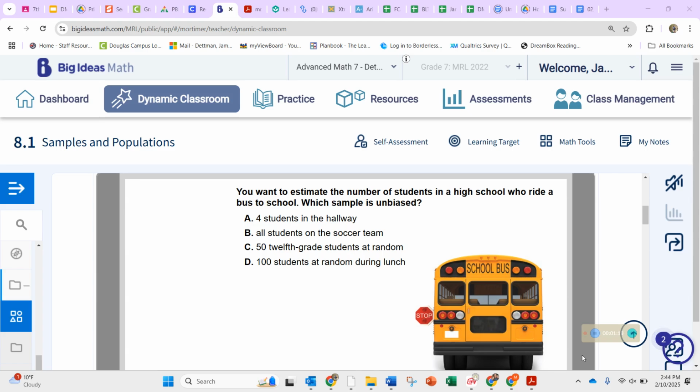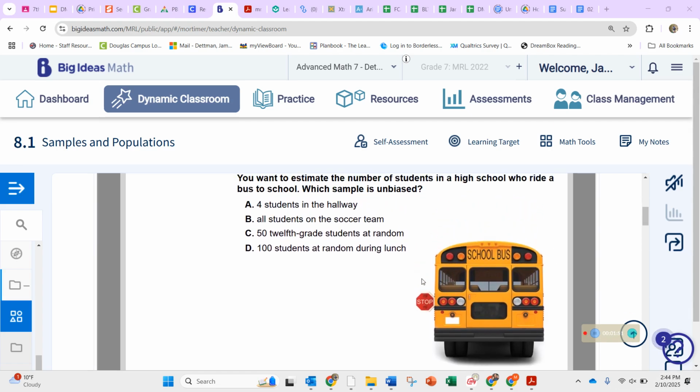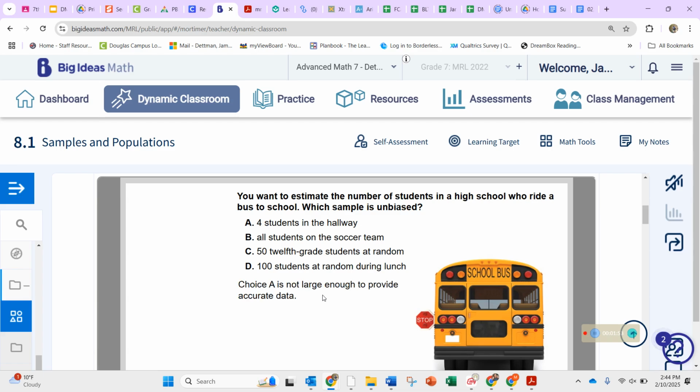Which one would be unbiased? Well, first of all, we should be able to see some that are obviously biased. 4 students, is that going to help us? No, we want a big sample. And also, what about B? Just the kids who play soccer? Not good enough. We need more than that. What about just 50 12th graders? Not good enough. But 100 random students at lunch, that's probably going to be good enough to give us our sample. It's not going to be biased. It's going to give us what we need.